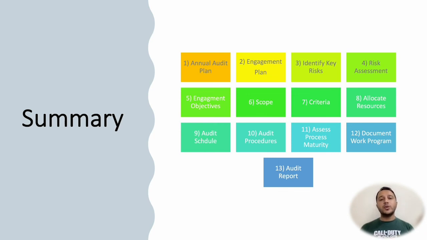Then based on that, we establish our engagement objectives, we determine our scope, and we establish our criteria against which we will be reviewing that area. We allocate our resources accordingly. We look at staff scheduling, and then based on the audit procedures, we assess the process maturity of that area, and finally we document everything in our audit work program.